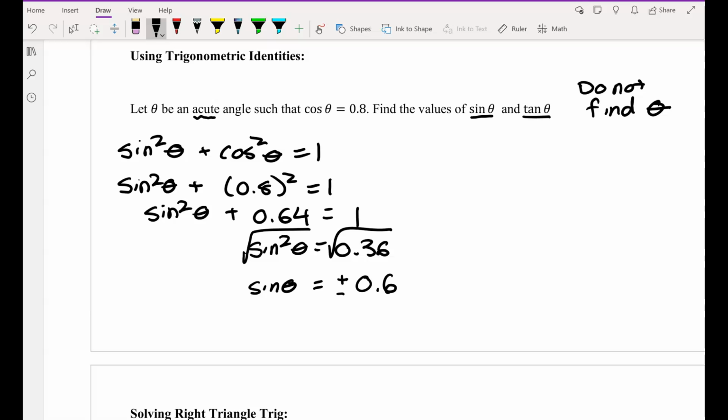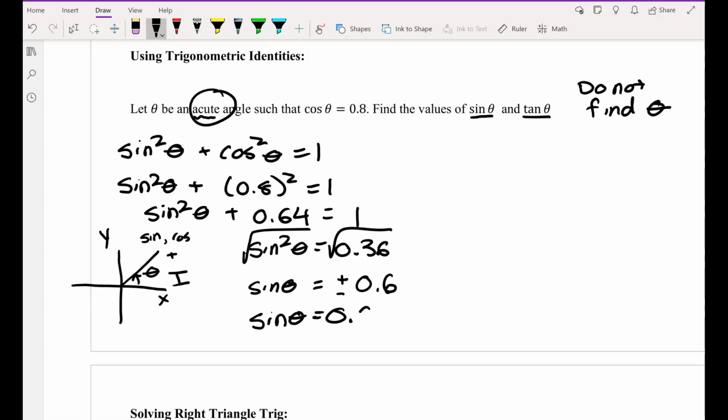But at the start of the problem, I underlined that this was an acute angle. Acute means it's less than 90 degrees. So if I was to draw a picture in our XY plane, theta is somewhere here. And the sine and the cosine are both positive because we're in the first quadrant. So therefore, I'm not going to take both plus and minus. I'm just going to take the positive. So my sine of theta is 0.6.